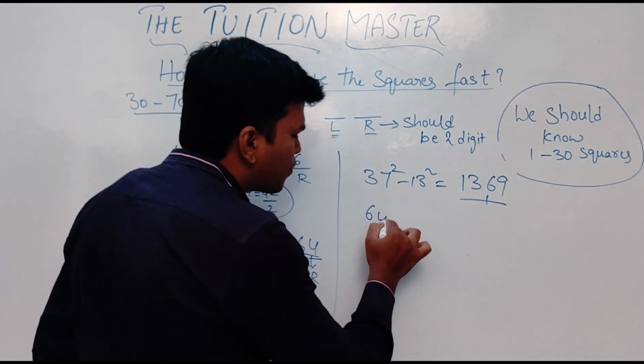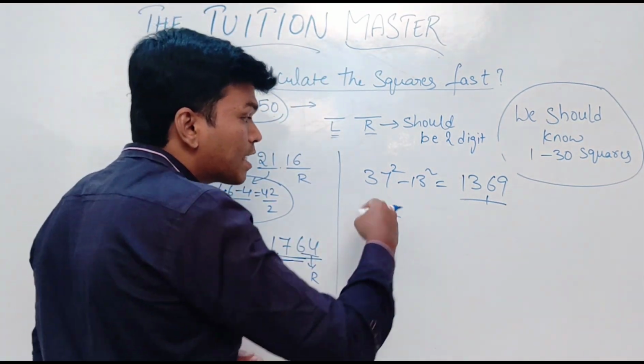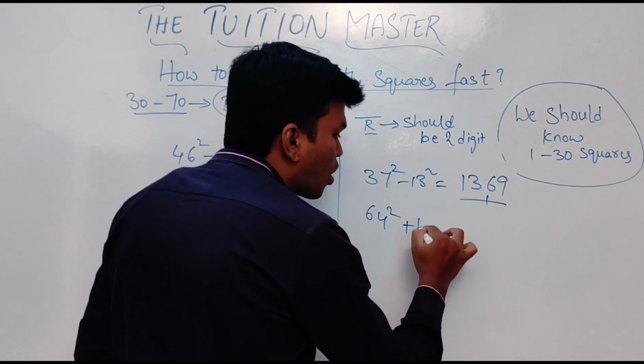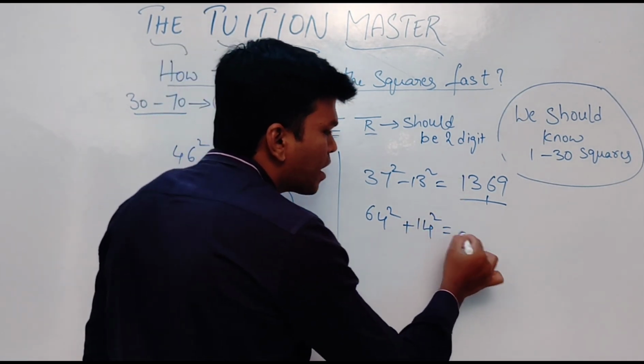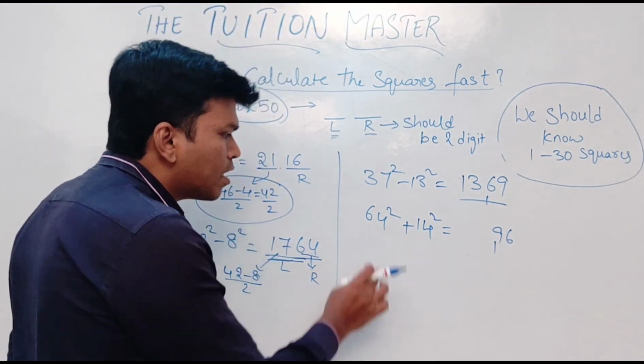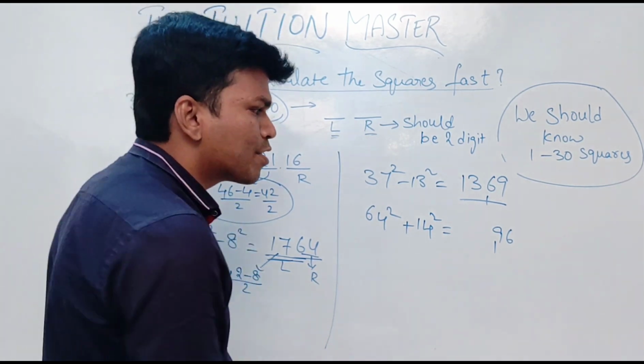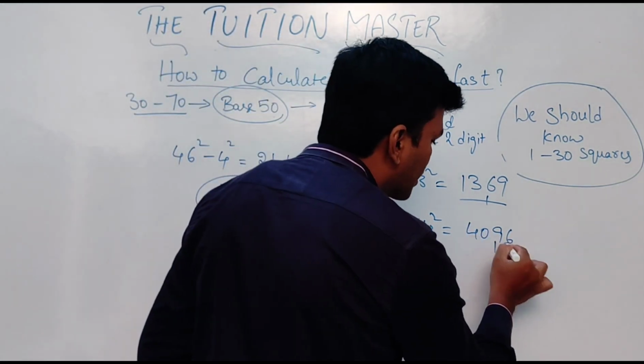Now, one more example. I want to calculate 64 square. So fast. 64 is how much more than 50? Yes, this time it is more. That's why I am putting plus. So how much more? 14. So 14 square is my right side part of the answer. 14 square is 196. So 1 will be the carry. 64 plus 14, 78. 78 by 2, 39. So 39 plus 1 carry, 40.